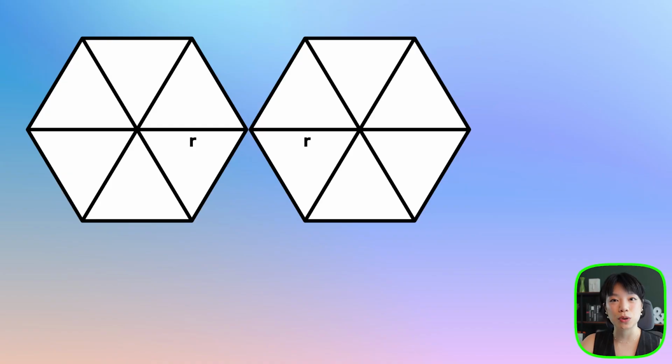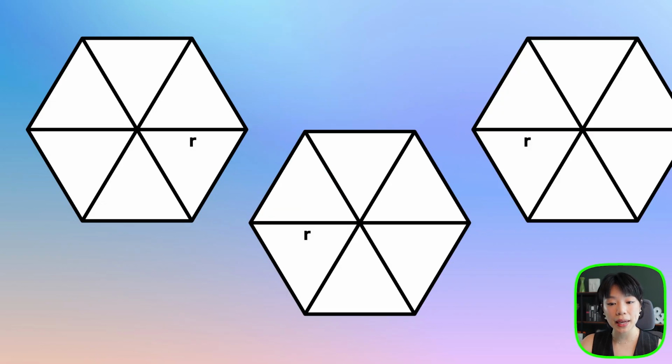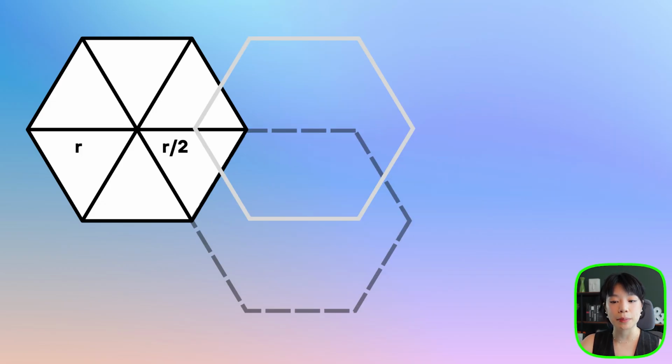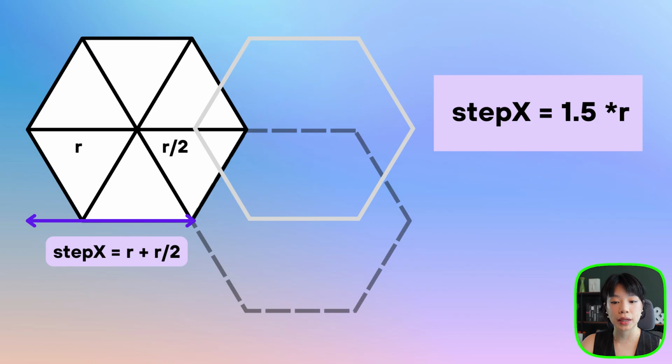Now let's talk about tiling the hexagons into a grid, or the honeycomb pattern. First, let's talk about the horizontal spacing. You might think that we should move it by 2 times r, which is the length of the width, right? But if we did that, there would be a big gap between the columns. Instead, each new hexagon overlaps halfway with the previous one. So the horizontal spacing, let's call it step x, will be equal to 1.5 times r.